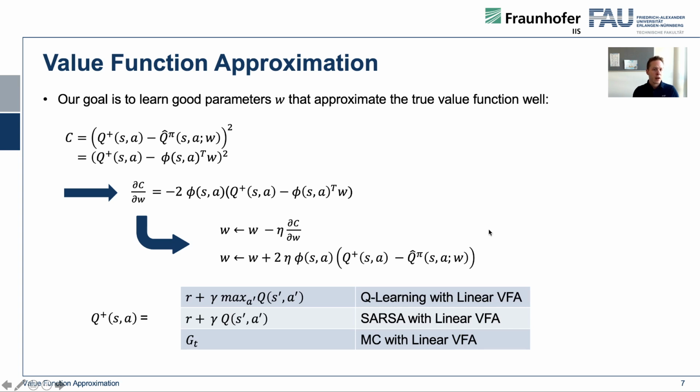If you are doing Q learning with linear value function approximation, it is just our one-step reward plus the max operator on the Q target output. We put this in here, and we can just run the optimization. We can also do this with Sarsa, and we can also put in the sample return and use Monte Carlo to bring our parameters W close to the real targets that we actually want to predict.